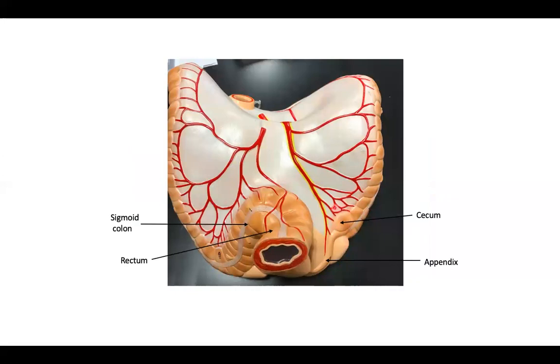So here's the posterior view of the same structure. So you have the cecum, and coming off of the cecum, you have the appendix. Here's the descending colon, and you notice how it twists into the back. This twisting, this S shape that you see right here, that's the sigmoid colon, which ends with the rectum.